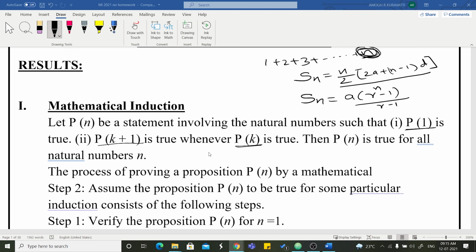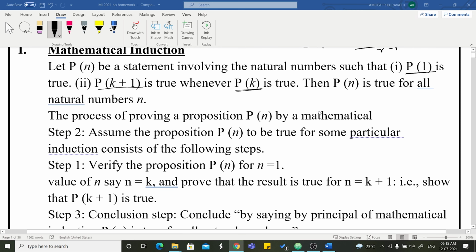Now, the principle of mathematical induction consists of the following steps. Which steps? Step number 1: verify the proposition P of n for n is equal to 1, meaning the result is true for n is equal to 1.